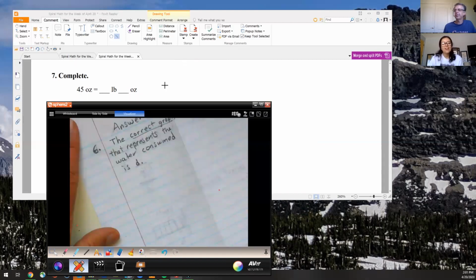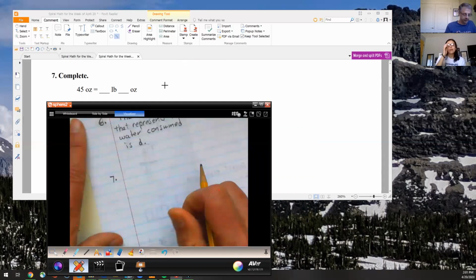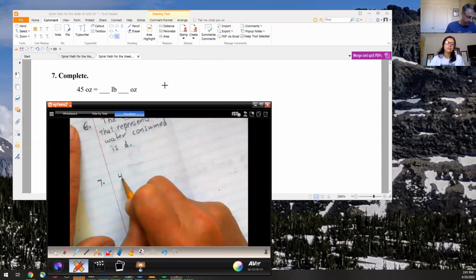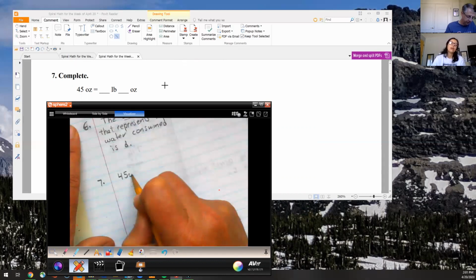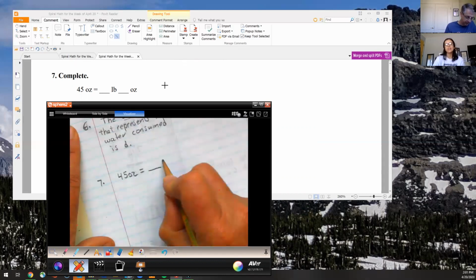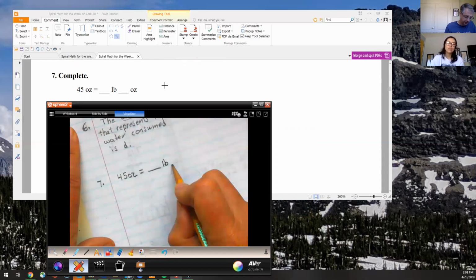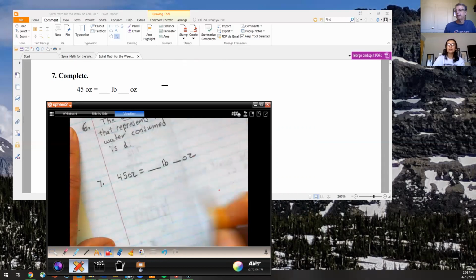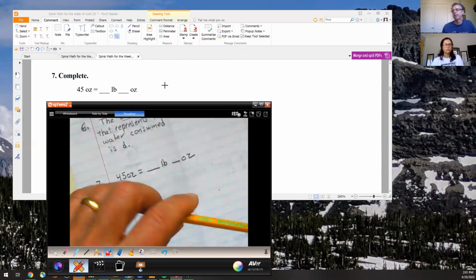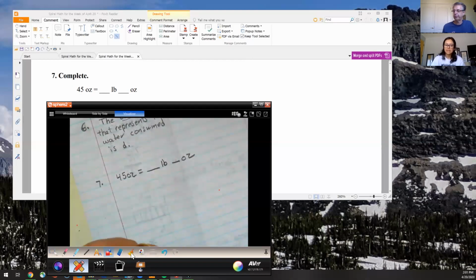Okay, so it says complete, and they want us to figure out how many ounces, 45 ounces, are equivalent to how many pounds and ounces. So on this one, they're kind of telling you, hint, hint, you're going to have a remainder. So you guys should have looked at some sort of conversion chart. But there are 16 ounces in 1 pound.